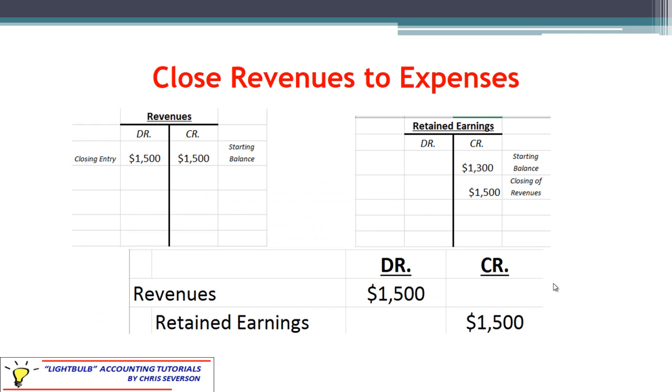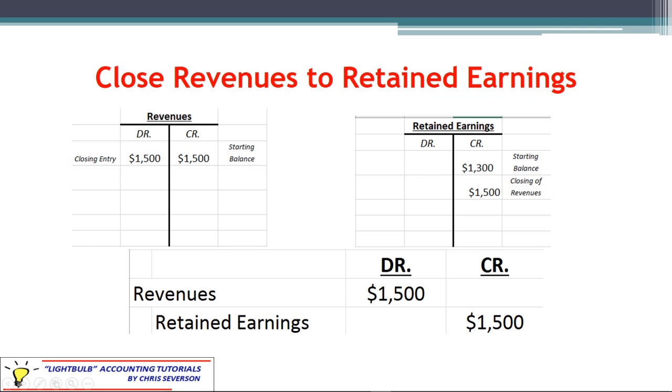So let's take a look at how that actually works. Let's start with revenues first. Here we are closing the revenues account out to retained earnings.